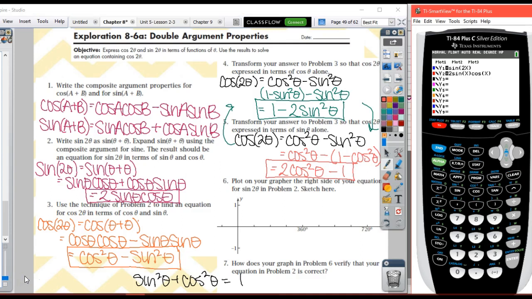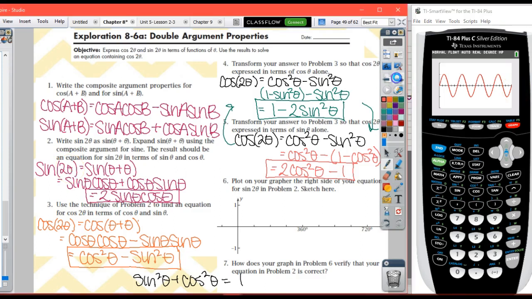So one way that we could verify each of these identities to see if we were correct is we could graph sine of 2 theta, and we could compare that to the graph of 2 sine times cosine. And so that's what I have over here, y1 equals sine of 2x. The next one is 2 sine times cosine. And if you look at the graph, this red graph went right over the top of the blue one, which means that these are equivalent to one another.